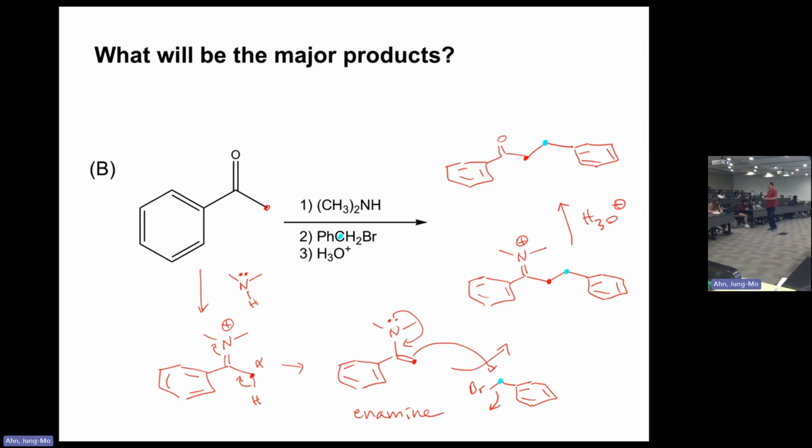I mean, an enolate is a better nucleophile than this, but this is a better nucleophile than an enol. An enamine is actually something in between. So this is a pretty nucleophilic carbon. The reaction can happen pretty well.